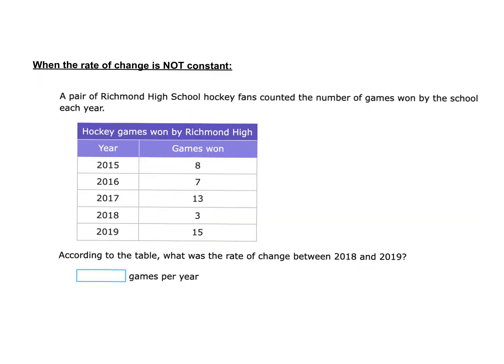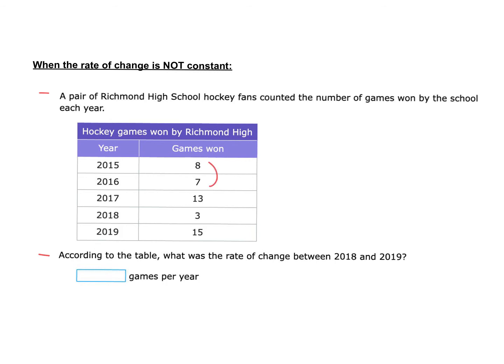Sometimes we're given information and the rate of change is not constant. So let's look at this. A pair of Richmond High School hockey fans counted the number of games won by the school each year. According to the table, what was the rate of change between 2018 and 2019?